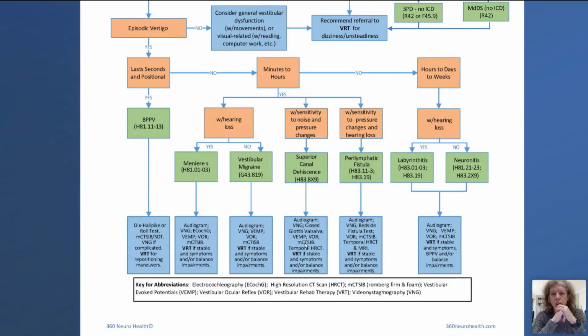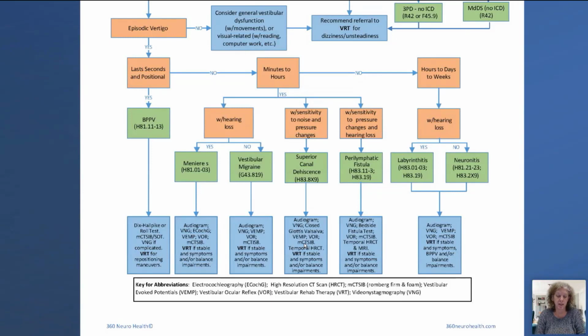Also in the 360 NeuroGo, you have access to an article that recommends doing the closed glottis Valsalva in the supine position, that we may miss positive findings in sitting, but see them in supine. And I have actually witnessed that myself.